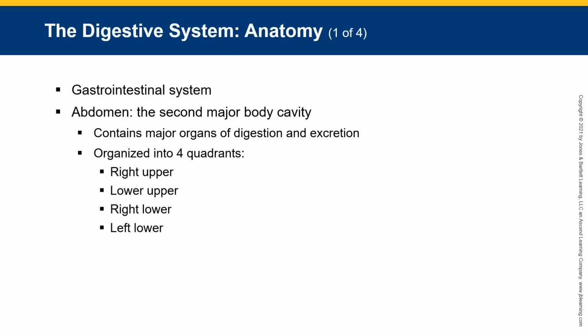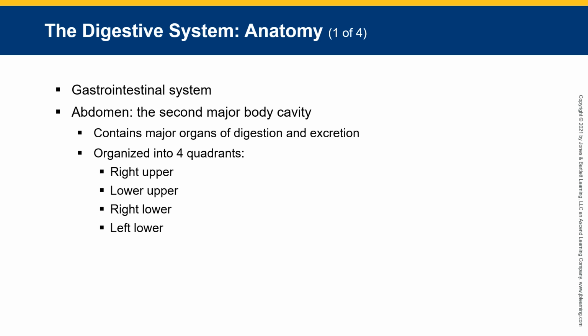Your digestive system, your gastrointestinal system. So here are all three. The abdomen is the second major body cavity. It contains major organs of digestion and excretion, organized into four quadrants. Go from the lower part of your sternum straight down to your pelvis and straight across.